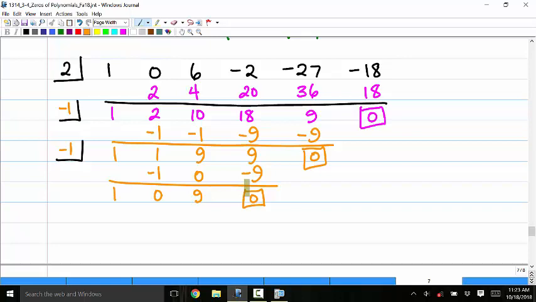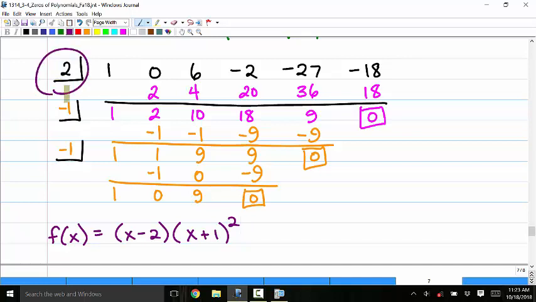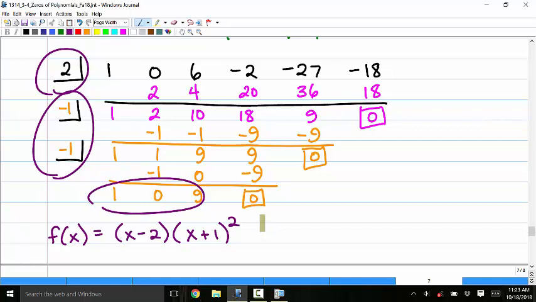Could you write f as a product of factors now? What are the factors? x minus 2, x plus 1 quantity squared, times what? x squared plus 0x plus 9.